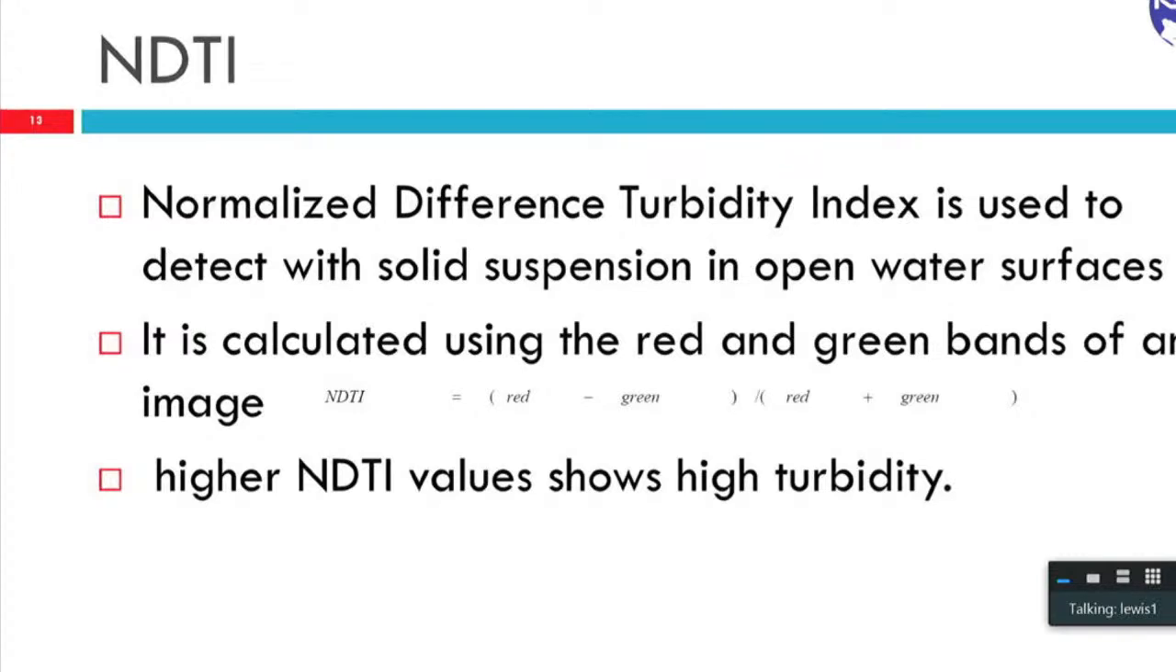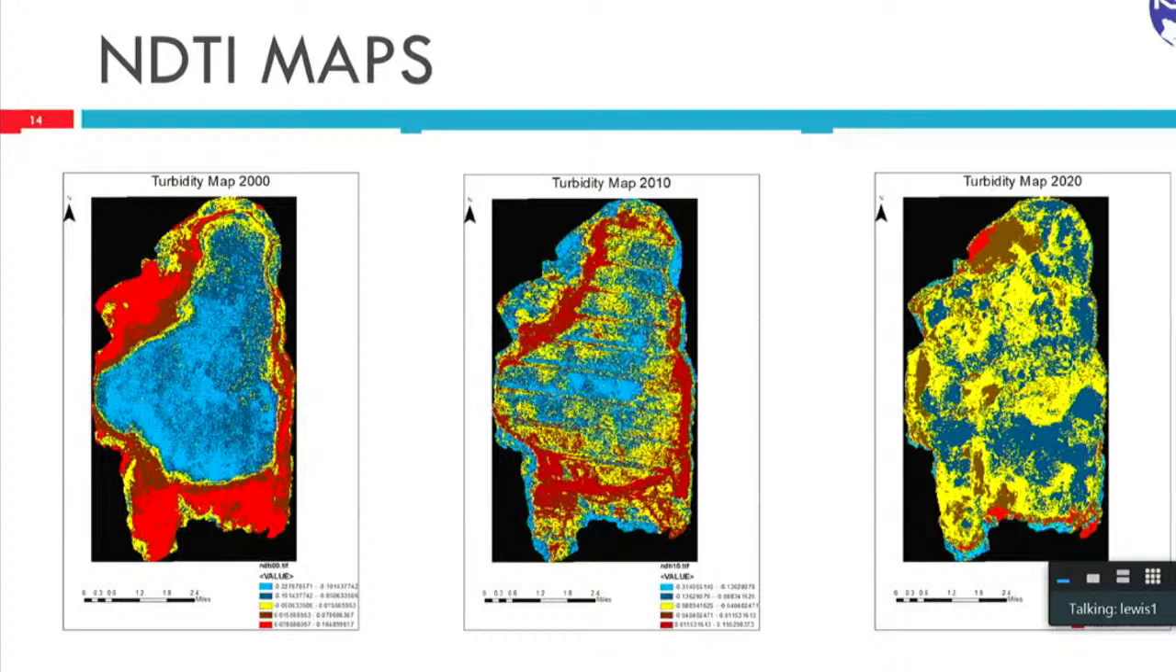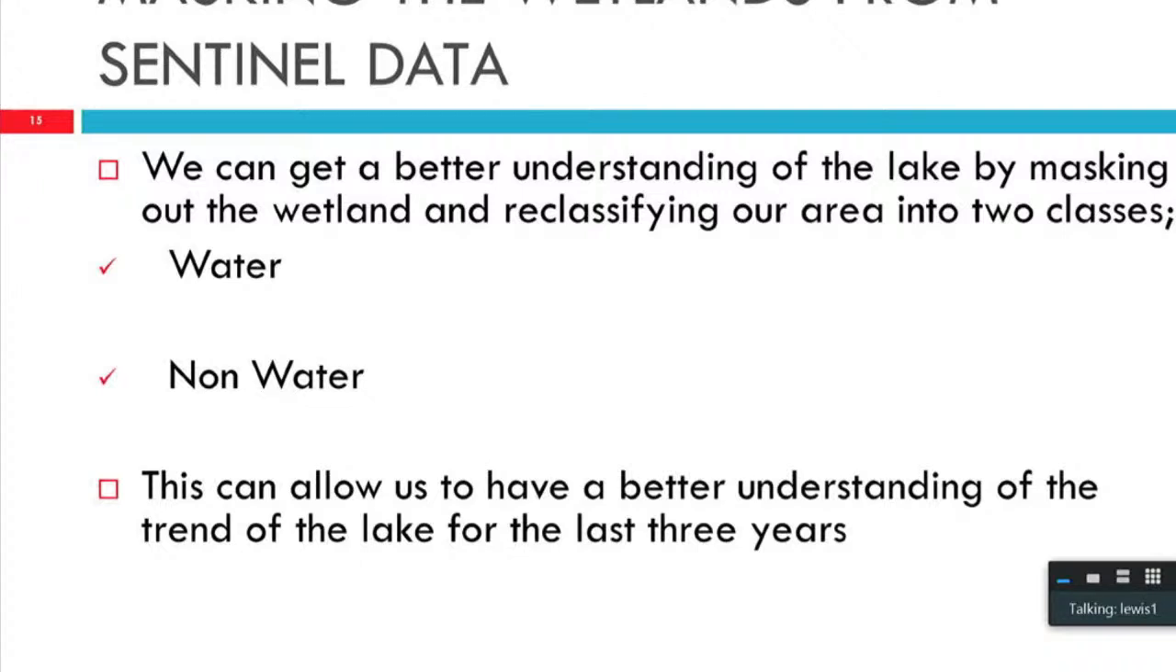Then the NDTI, the normalized difference turbidity index, and for this we use the red and green bars to show how the turbidity has been. The higher the value, the higher the rate of suspended matter in the lake. So those are some of the turbidity maps. We can see that in 2000, compared to 2020, the lake was more clear, or had more clarity than what we have now. So maybe that is something we can research on, why it has been like that.